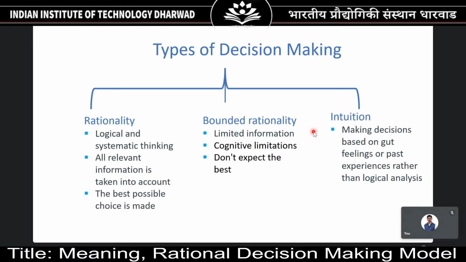Rationality and intuition are, you can say, two ends of one decision making spectrum. Rationality requires full information. It is very hard to obtain full information. Second, our mind does not behave rationally most of the time.